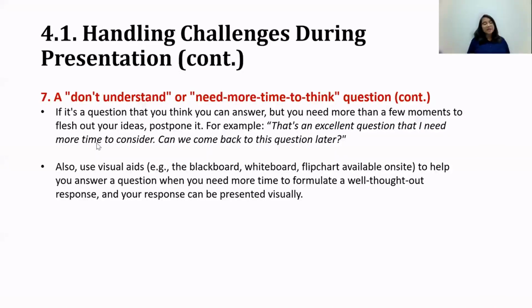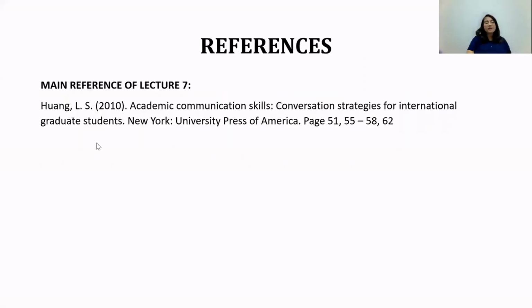Well, ladies and gentlemen, so that's about handling challenges during presentation. There are 7 types of questions that can threaten us in a Q&A session. I hope that those cover not all but the majority of your challenges during a departmental presentation. If you're looking for a further elaboration or further references, you can take a look at this book. I took the material of this lecture from Huang 2010 book entitled Academic Communication Skills on pages 51, 55 to 58, and also 62.